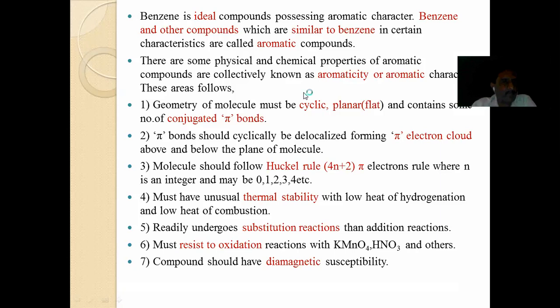Last characteristic of benzene: the compound should have diamagnetic susceptibility. It means electrons are coupled with each other, and the electrons present in the benzene molecule are in the diamagnetic form. So this is another characteristic of the benzene molecule.